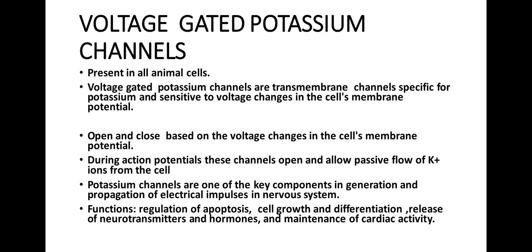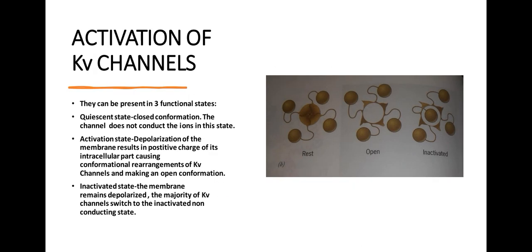Voltage gated potassium channels, present in all animal cells. Voltage gated potassium channels are transmembrane channels specific for potassium and sensitive to voltage changes in the cell's membrane potential. They open and close based on the voltage changes in the cell's membrane potential. During an action potential, these channels open and allow positive flow of K+ ions from the cell. Potassium channels are one of the key components in generation and propagation of electrical impulses in the nervous system. They are also involved in regulation of apoptosis, cell growth and differentiation, release of neurotransmitters and hormones, and maintenance of cardiac activity.